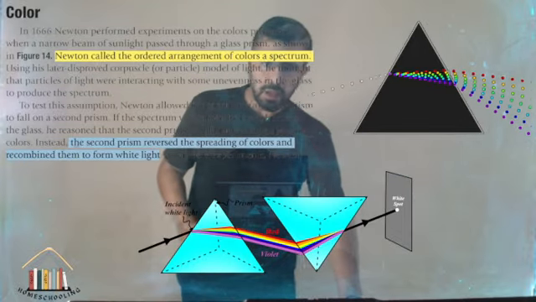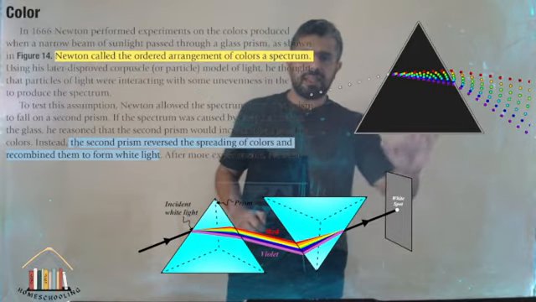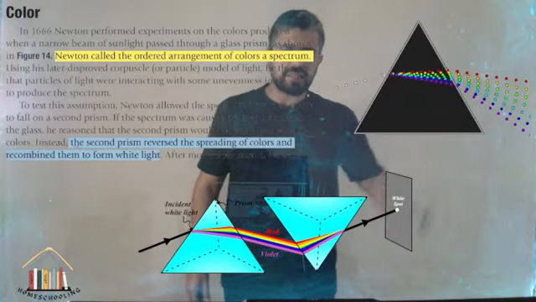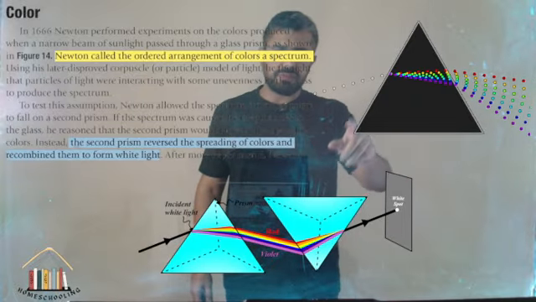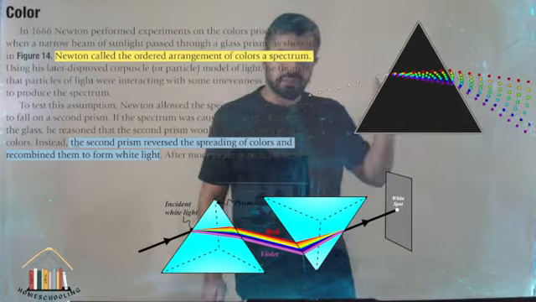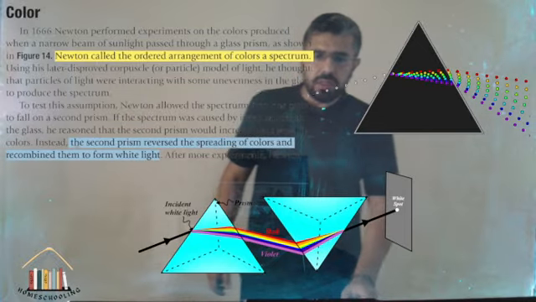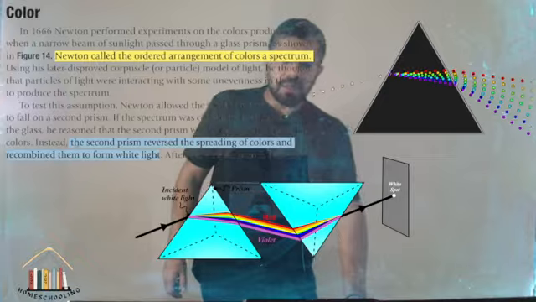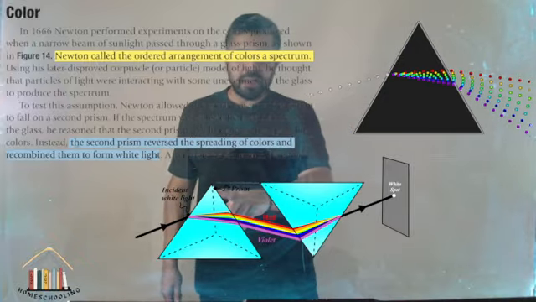So he thought at the beginning that this spreading of light is caused by the prism itself, because there is a problem in the prism itself. That was his first thought. So to repeat the experiment, this time he brings another prism.